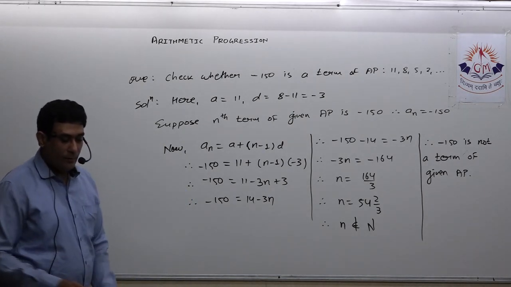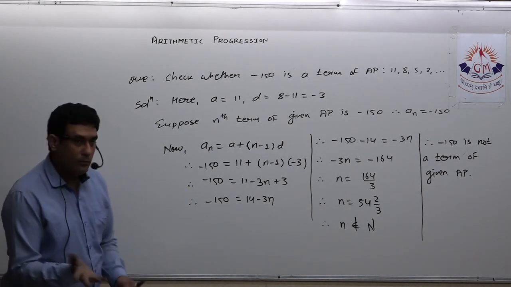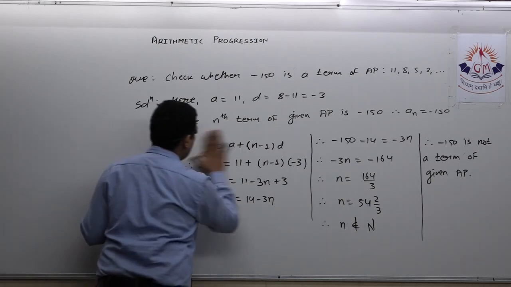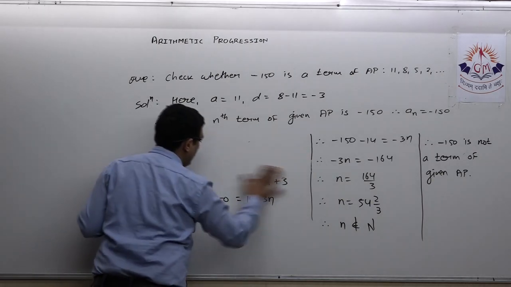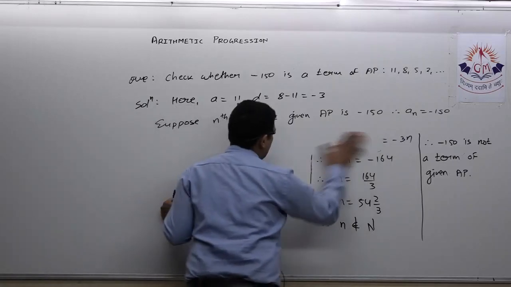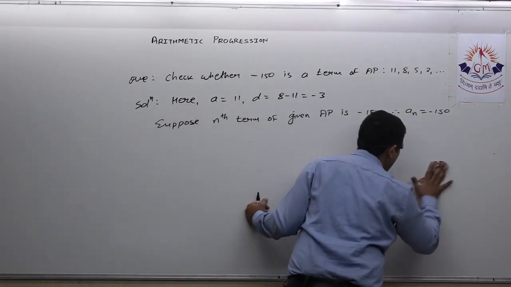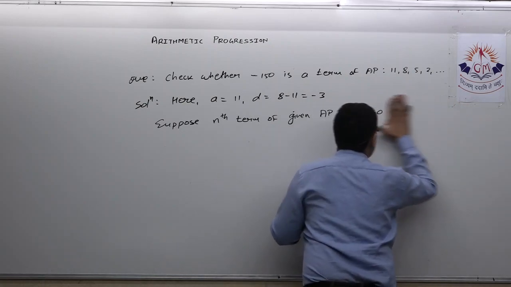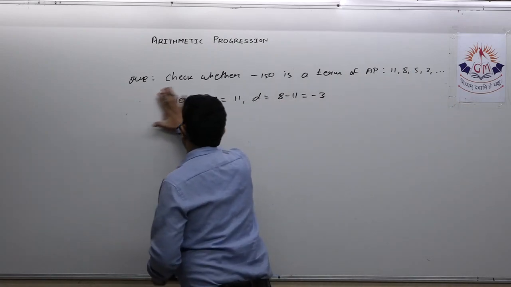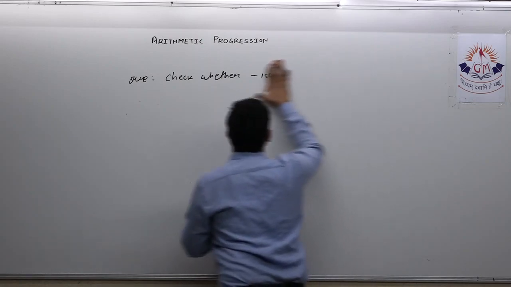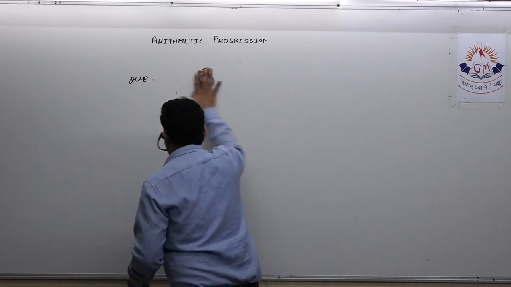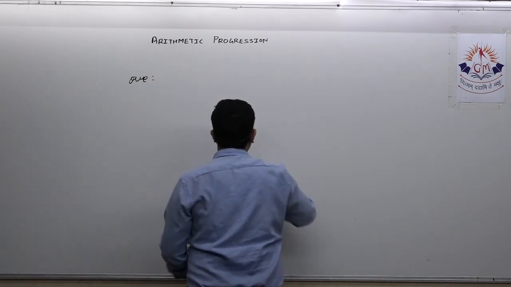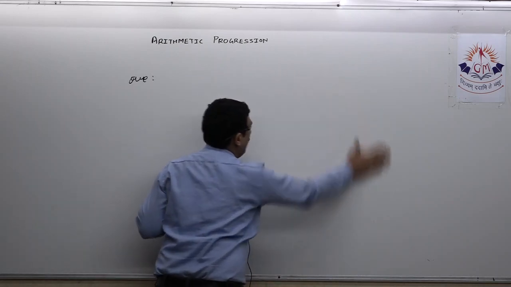Now you have to determine an AP whose two different terms are given, and you have to find the AP. For example, third term and fifth term or seventh term. Two different terms of the AP are given, and you have to determine the AP. To determine the AP, that means you have to determine the first 3 or 4 terms. In other words, you have to find the values of A and D.